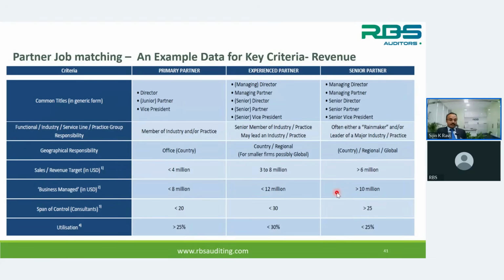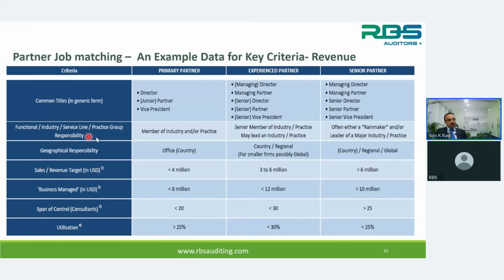Revenue-related criteria you have to bifurcate. One is the common title. For example, primary partner is a director level, partner level, junior partner or vice president. Experienced partner is like a managing director, managing partner, sales, senior director, senior partner or senior vice president. Then the senior partner level: managing director, managing partner, senior director, senior partner, senior vice president.